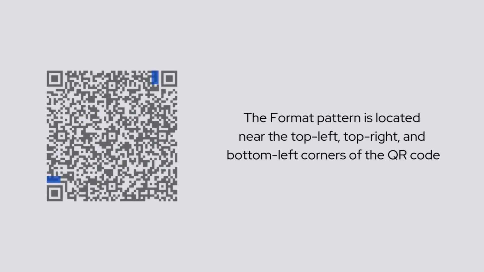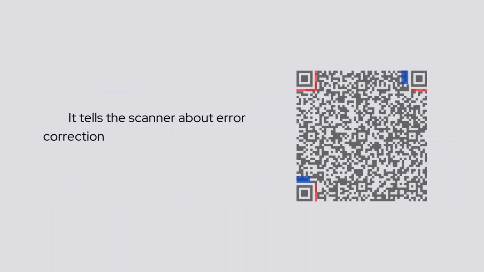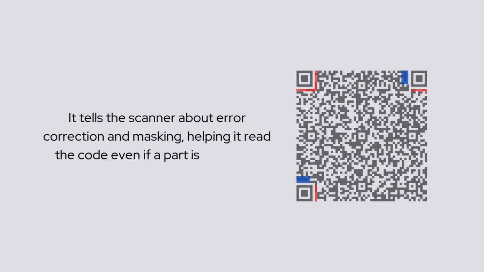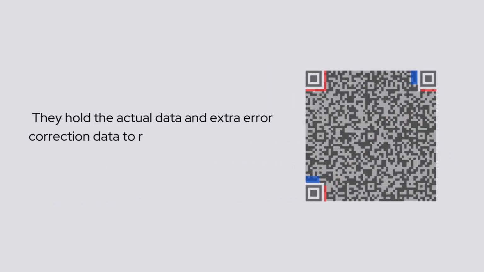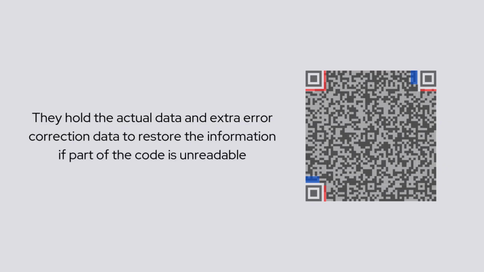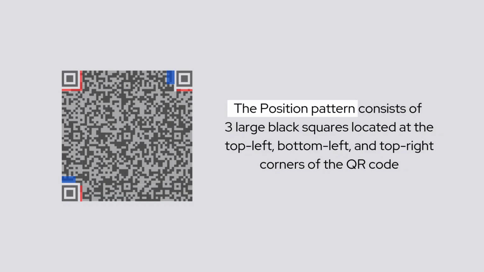The format pattern is located near the top left, top right, and bottom left corners of the QR code. It tells the scanner about error correction and masking, helping it read the code even if a part is damaged. Data and error correction keys are spread across the QR code's grid, except where other elements are placed. They hold the actual data and extra error correction data to restore the information if part of the code is unreadable.